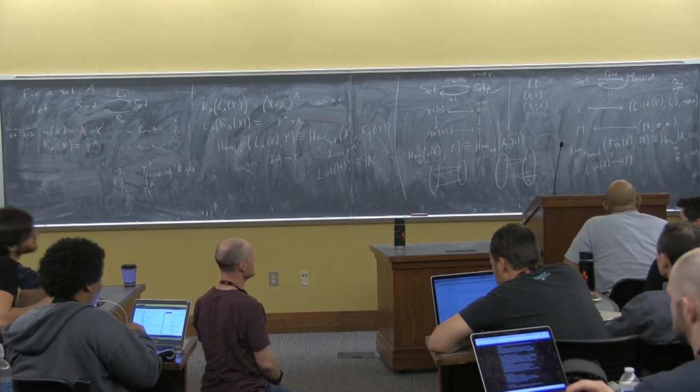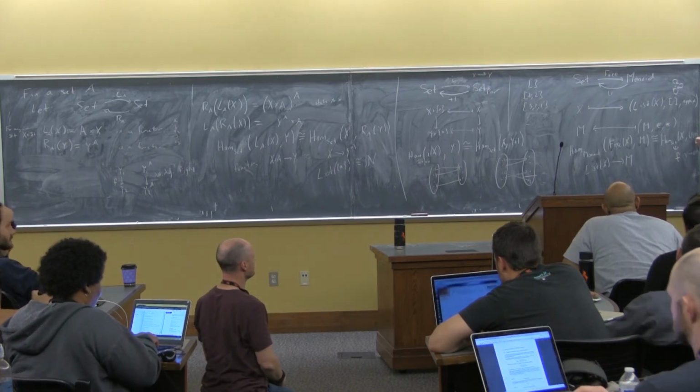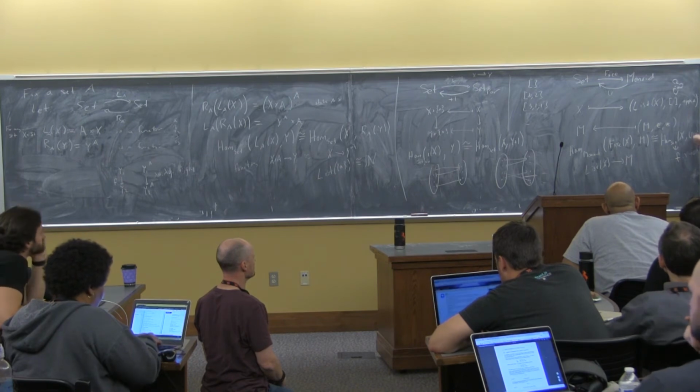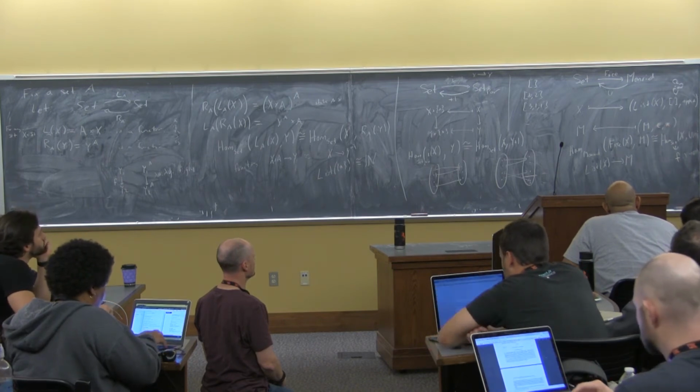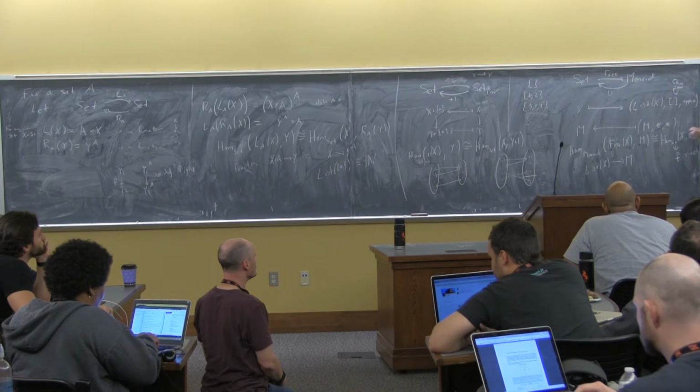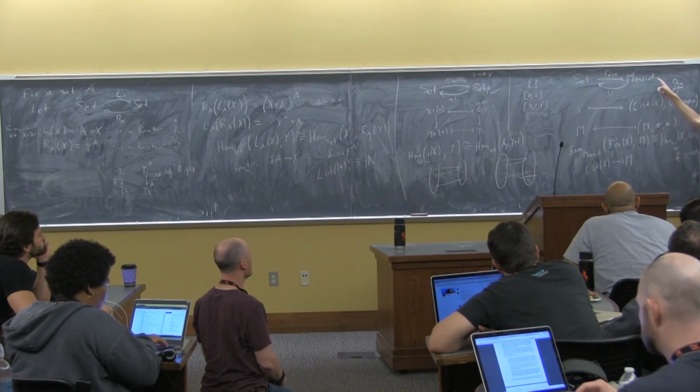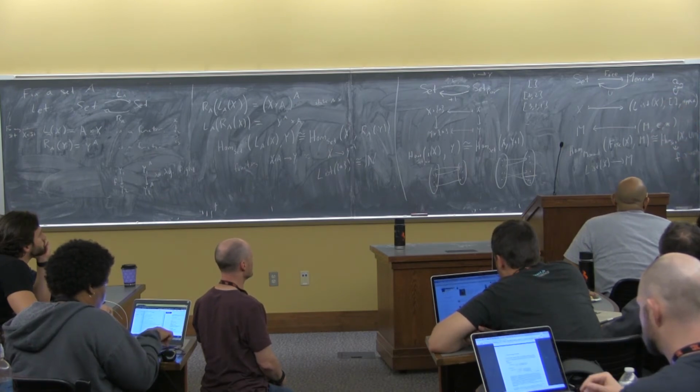The underlying set of M is the list of X's. No, the underlying set of M could be any monoid. M is any monoid.